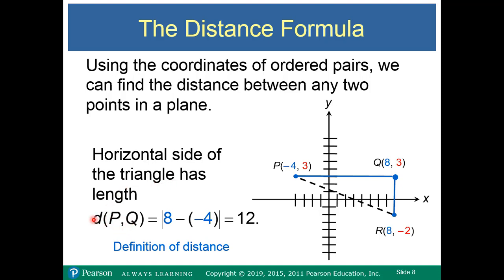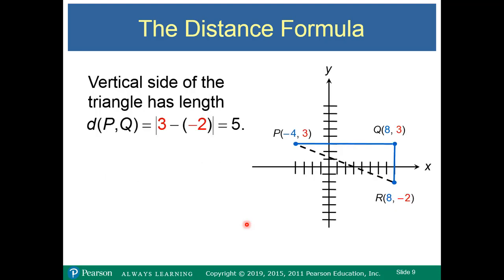Okay, so the horizontal side of the triangle has length, and d is the distance of PQ. Sometimes you see a line segment, so it'd be PQ line segment. So it's the distance from P to Q. Okay, so the distance from P to Q is equal to the absolute value of 8 minus 4. Okay, why is that? Because it's a horizontal distance. It's in the x direction. So what's the difference in the x's? It's going to be this number minus this number, which is going to give you 12. And it's an absolute value because we're talking about distance.